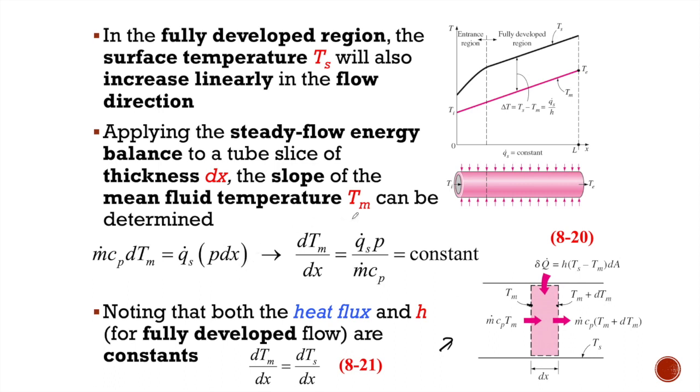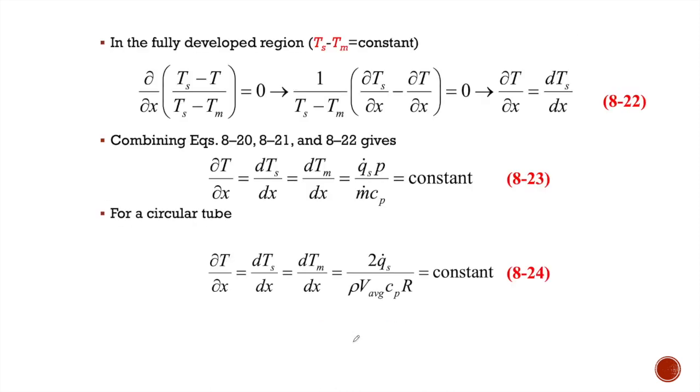So from here Tm can be determined from this equation, m dot Cp dTm equal to Q dot S P dx. So we know that this is actually constant. So dTm over dx equal to Q dot S P over m dot Cp is constant. So we note that both the heat flux and h are constant. So we have this equation: dTm over dx equal to dTs over dx. Then in the fully developed region, we know that for fluid flowing in the pipe, there will be two regions.